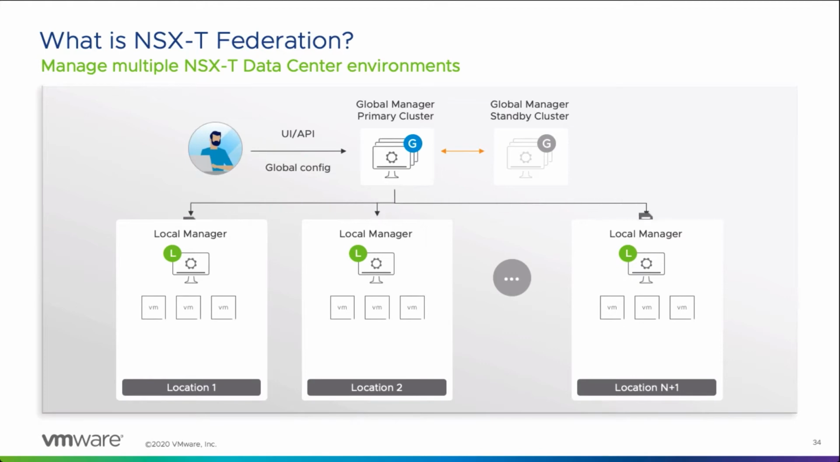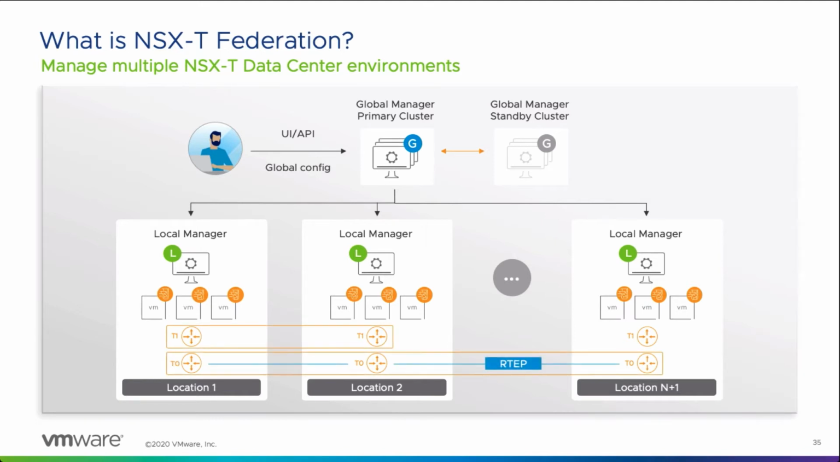A key capability of NSX-T Federation is the ability for an administrator to create network and security configurations from a single interface and then push these configurations out to one or more local managers. Administrators can create networking components such as logical routers and network segments, or create network services such as firewall rules, network address translation rules, DHCP, VPN.